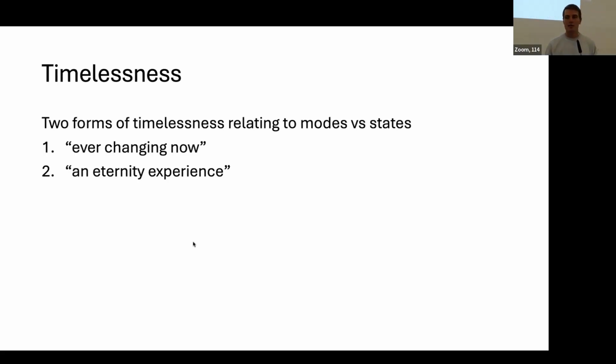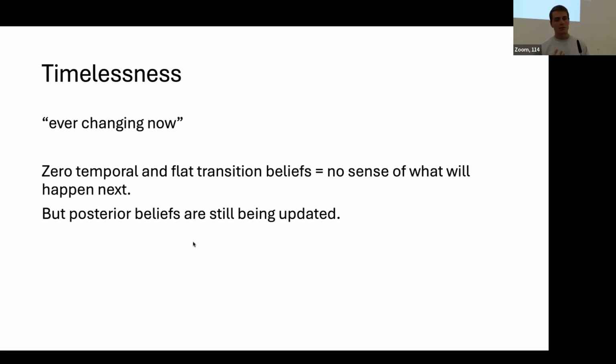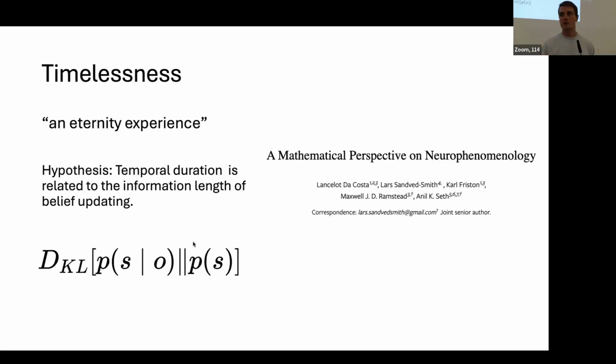The timelessness is really interesting. So there's two qualities of timelessness that are reported in MPE. There's this ever-changing now experience, and then there's also this more pure timelessness, this sort of eternity experience. And the ever-changing now, I think, is pretty well accounted for by this flattening of the temporal depth that Liam was already talking about, and, I skipped this slide, the dropping of the precision over the expectations. So you have this no anticipation of what's going to happen next, and yet your posterior is being updated and is changing. So there's this changing present moment. But how do we make sense of the eternity experience, the real timelessness?